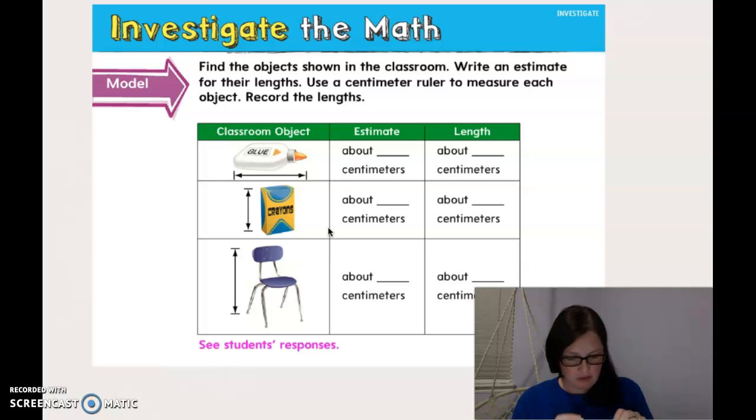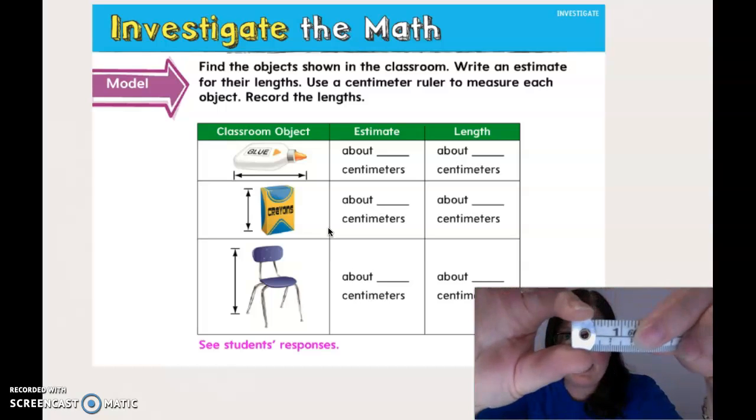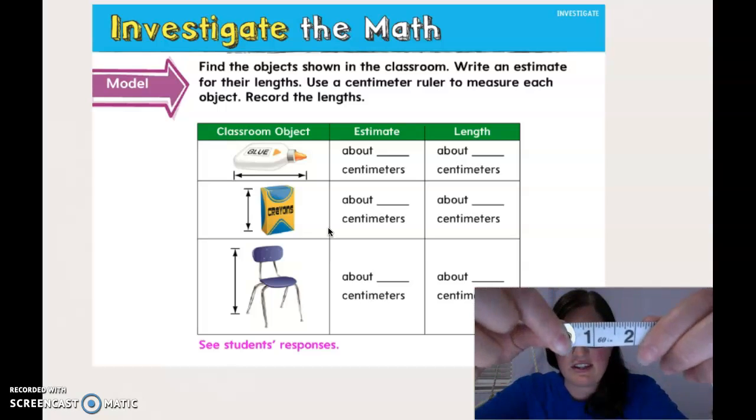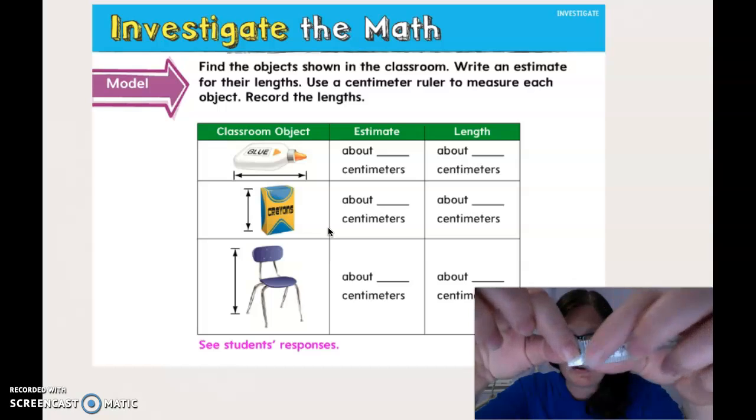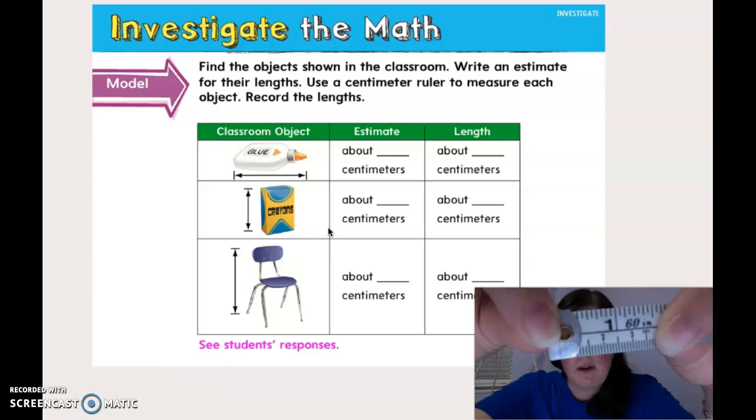Even on tape measures, let's see. Oh, that one doesn't. Sorry. That one doesn't either. My tape measures don't have them. Oh, this one does. This tape measure has inches, and then down below it has centimeters. On the other side, it's just inches. So if I need to measure in centimeters, I also have those on there. They're really hard to see because they're so small.